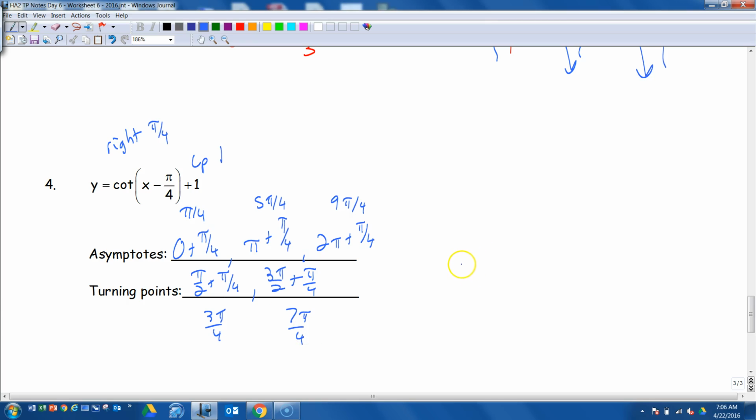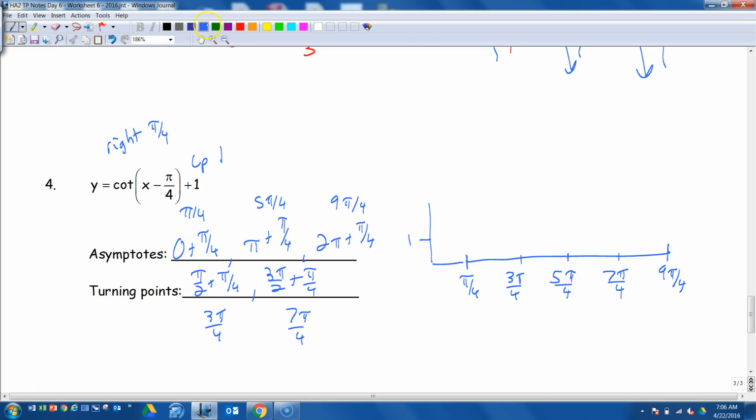So I start at pi over 4 and I end at 9 pi over 4, and I have a 7 pi over 4. That doesn't make sense. I should change that to a 5, because that is the middle point. Here's my 3 pi over 4 and 7 pi over 4. Okay, and then there's the axes over here. We're going up 1, so here's 1.